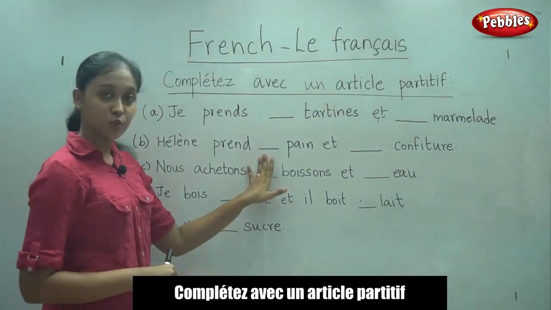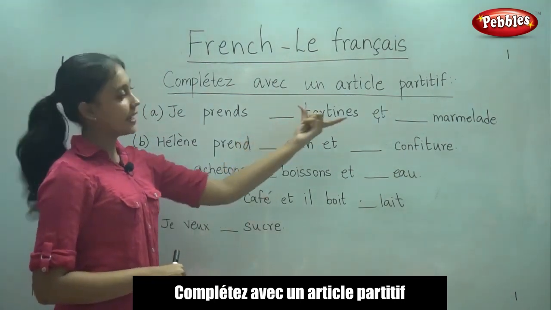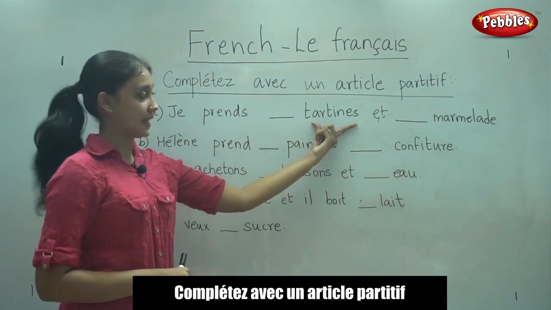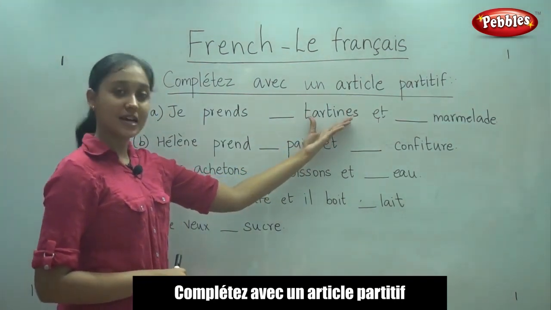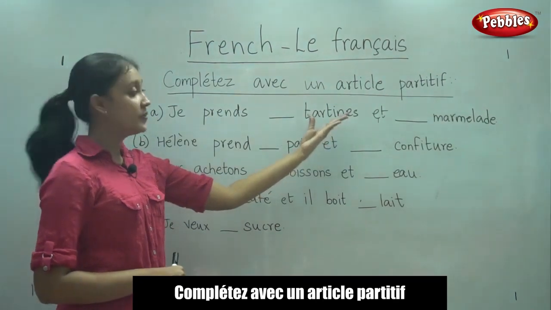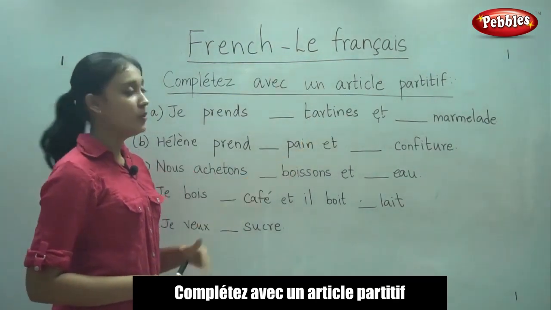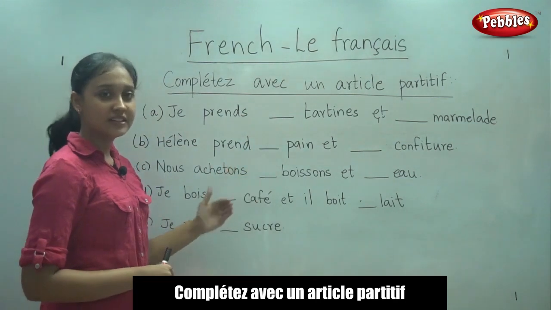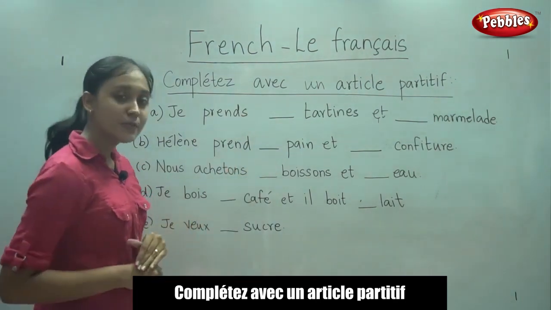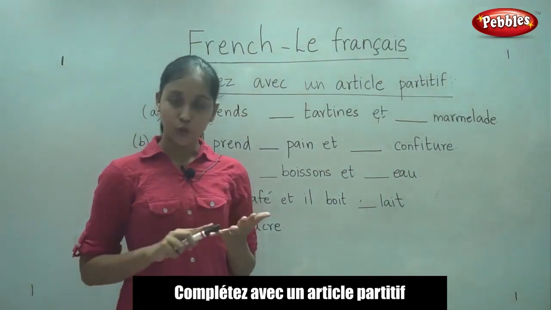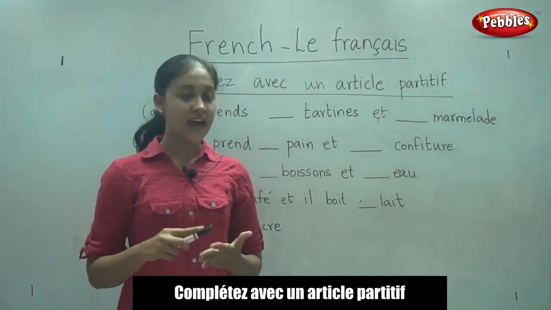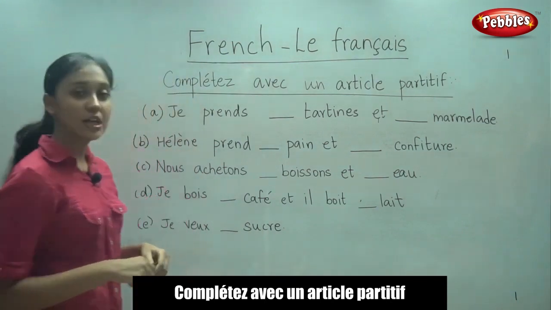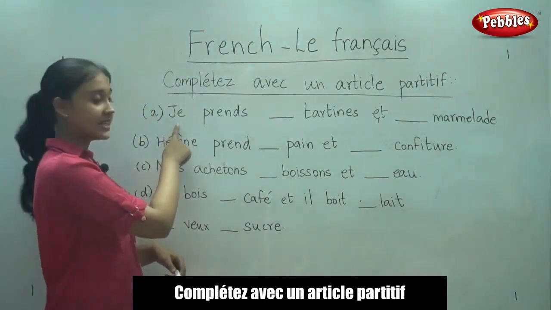So what we have to do is look at the noun which is after the blank, and according to the noun, whether it is in the masculine or feminine form, singular or plural form, we are going to fill in partitive articles. What are the partitive articles? Du, de la, de l' and des. So shall we begin? The first sentence.